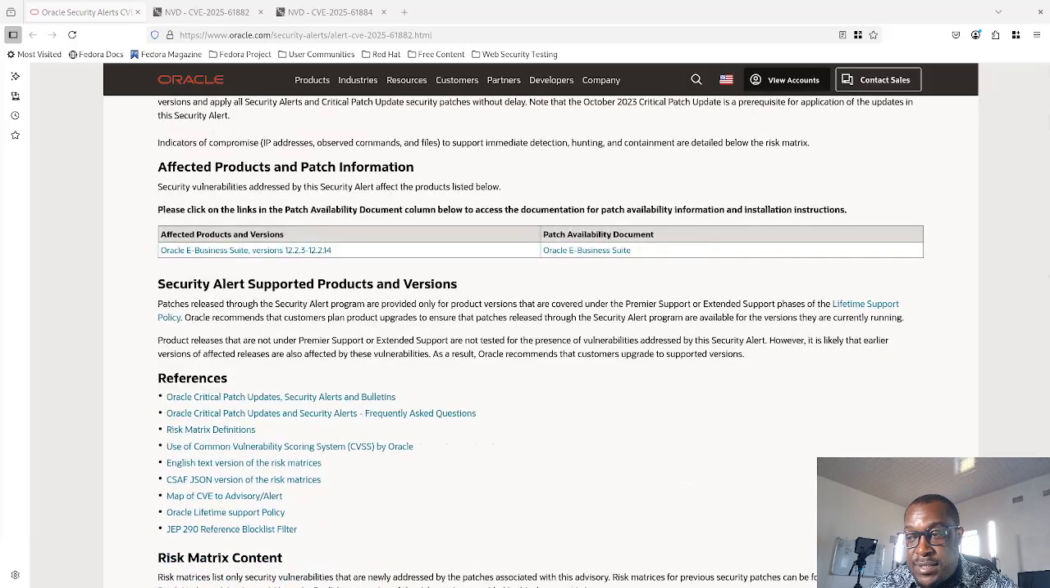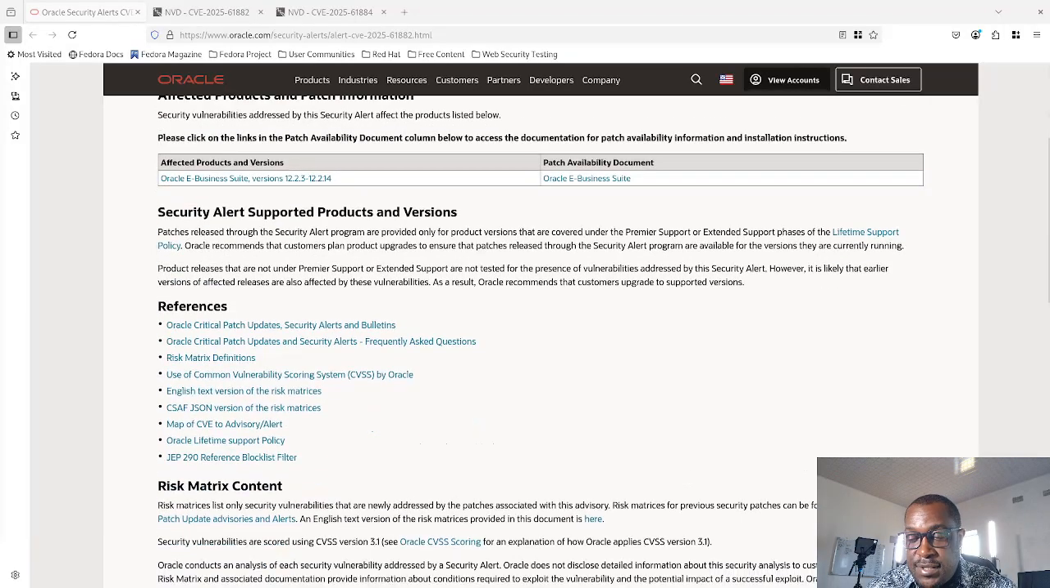So on the Oracle website, Oracle announced that this vulnerability exists in Oracle E-Business Suite, versions 12.2.3 and 12.2.14.